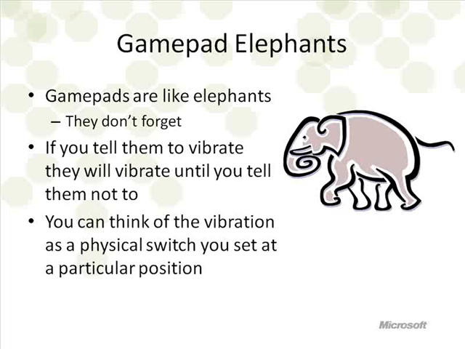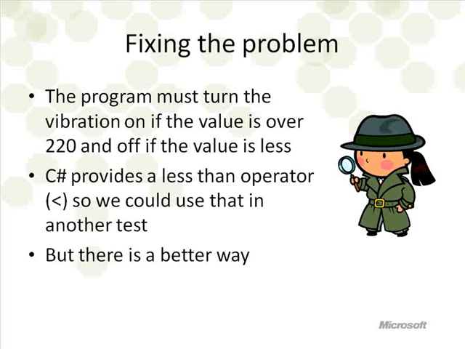So what we must do is explicitly tell the gamepad, hey, don't vibrate anymore because it's not too bright. You're now back below the limits. The crisis has passed. We're no longer too bright. We can go dark. We can go quiet now. And C# provides a less-than operator. I mentioned it before. There's the little L. Isn't it sweet? Isn't that nice?